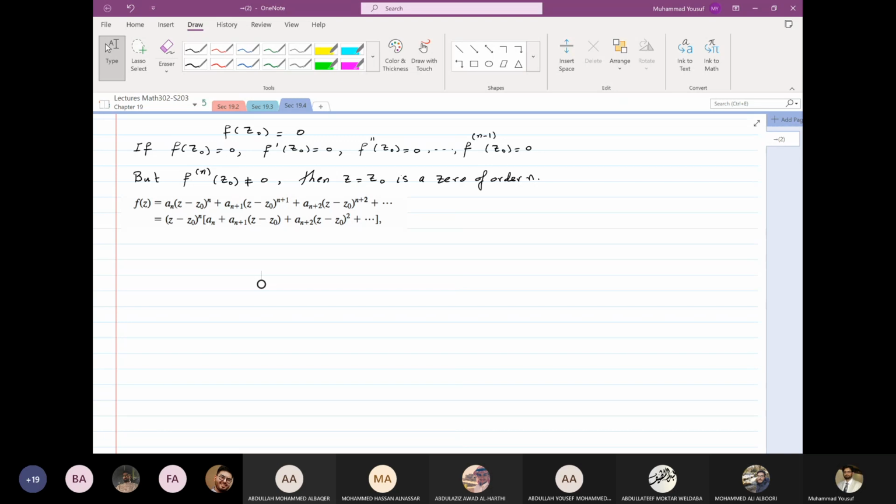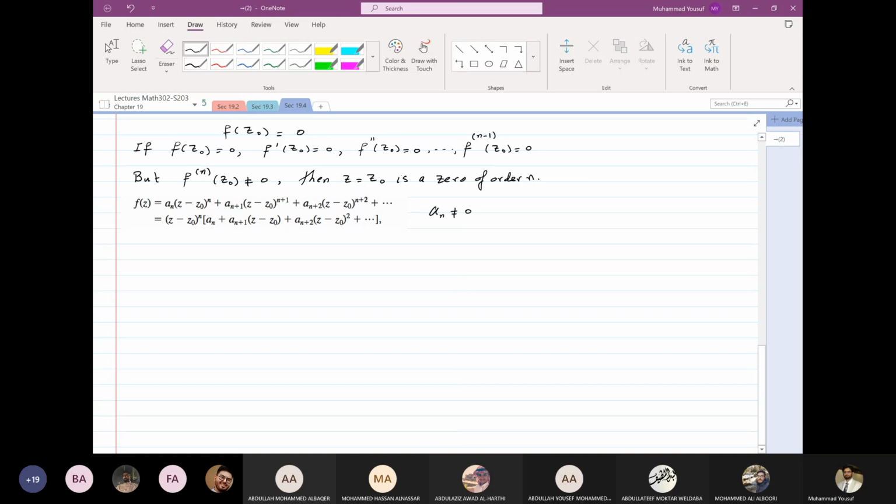So, in other words, we can say it like this. Here, a sub n is not equal to 0. Maybe a n plus 1 is also 0, a n plus 2 is also 0. That is, there is no term with power n plus 1 or n plus 2. But the first power of z minus z naught which is not 0 is n. Then it is a pole of order n.